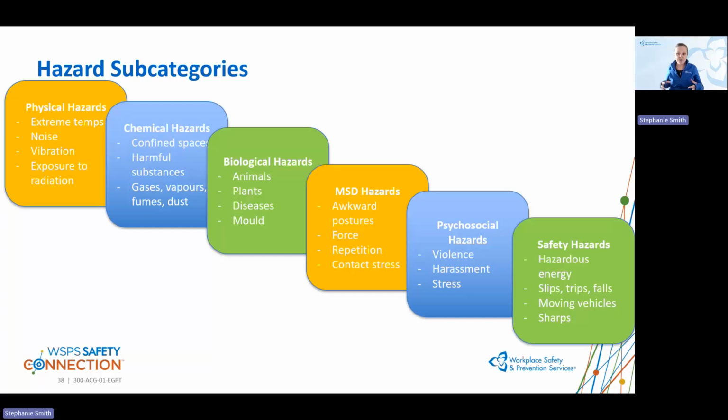A lot of psychosocial hazards we can lump into an all-activity category when it comes to hazard assessments, because a lot of times they're not necessarily tied to one specific task. It's probably everyone's feeling violence and could be exposed to violence and harassment in the workplace. So we can say everyone. Now, if it's a customer service agent, maybe their risk level is a little bit higher. And then safety hazards, that's kind of the catch-all other category. So we're looking at hazardous energy, slips, trips, and falls, very common, moving vehicles, sharps, struck-by injuries.